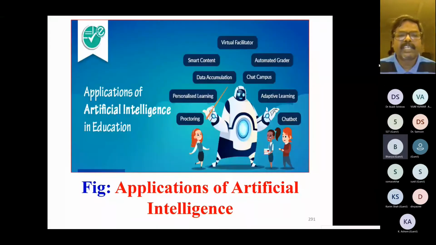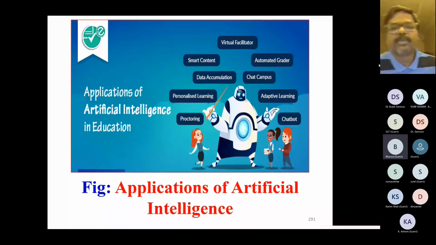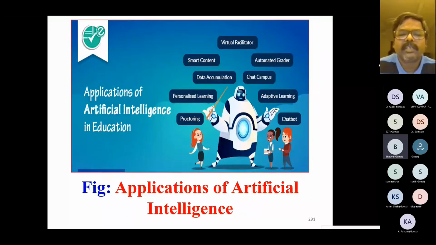Then applications of artificial intelligence in education. In the education domain, how do we use AI in this field? See here, I am using Microsoft Teams right now. It is an AI application. Proctoring, personalized learning, data accumulation, chat campus, smart content, automated grader, virtual facilitator, adaptive learning, chatbot. So these are the applications of artificial intelligence in the education domain.